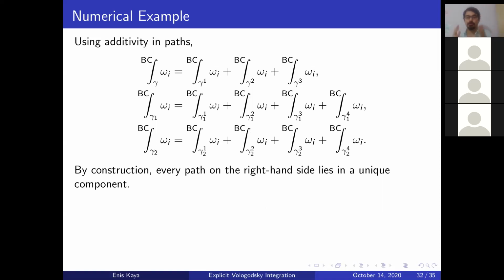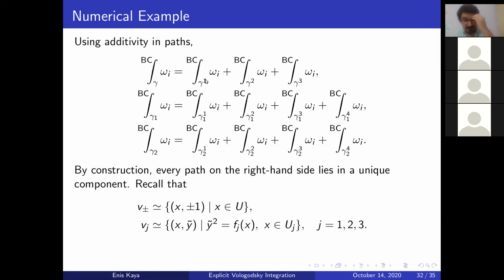But recall that Berkovich-Coleman integral is local. It means that we don't have to compute the integrals on the right-hand side on the complete space. We can just compute them on the corresponding smaller spaces. For example, this gamma 1, if I remember correctly, lies in the component V minus. Okay, what is the advantage of this? Again, recall, V plus and V minus are isomorphic to this space. And similarly, Vj is isomorphic to this space.